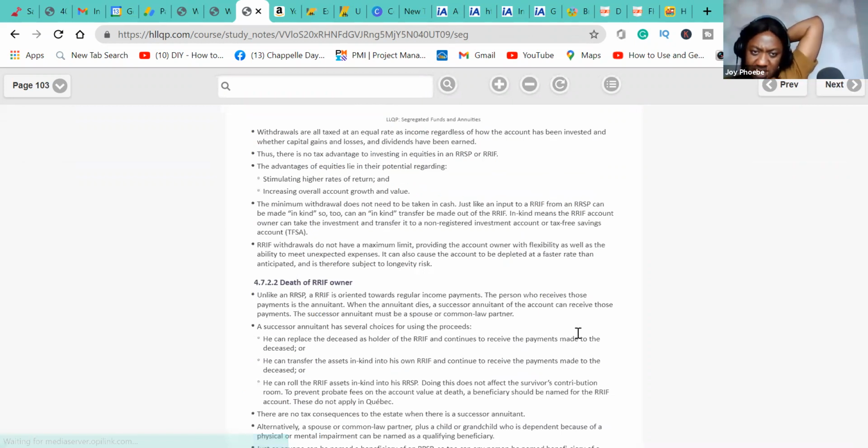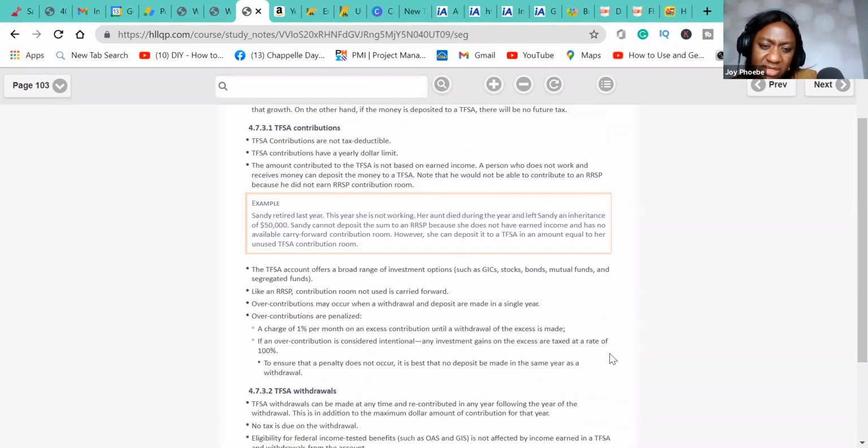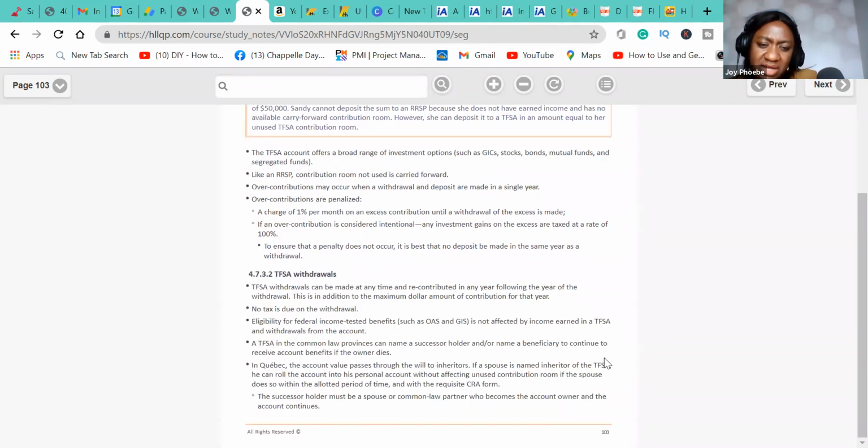TFSA contributions are not tax deductible, and TFSA contributions have a yearly dollar limit of 6,000. TFSA withdrawal can be made at any time and recontributed in any year following the year of the withdrawal. It is in addition to the maximum dollar amount of contribution that year. No tax is due on the withdrawal.